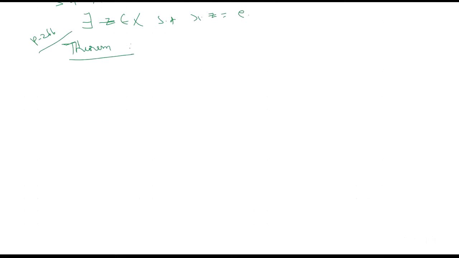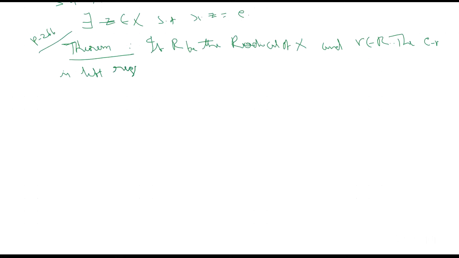Theorem. If R is the radical of X, and small r belongs to capital R, then E minus r is left regular.